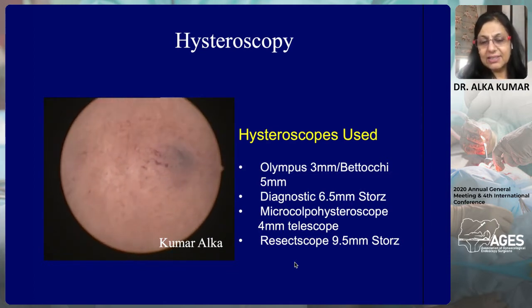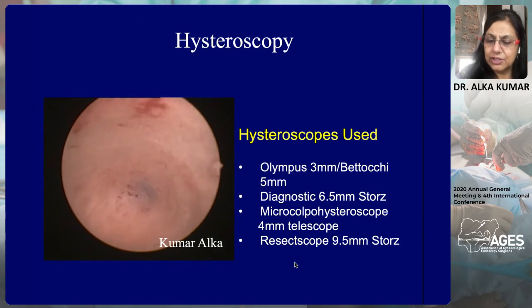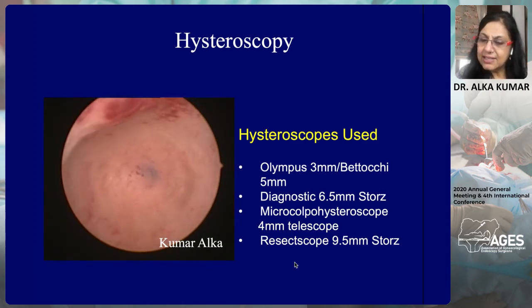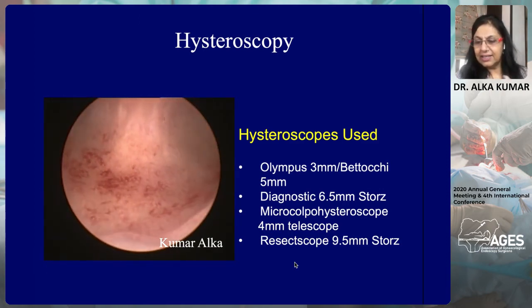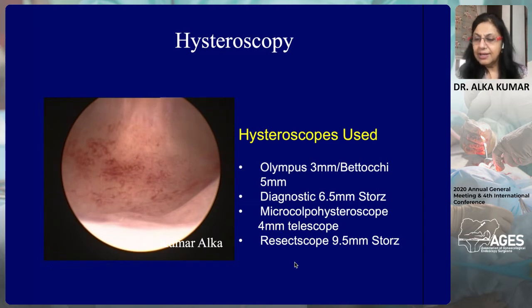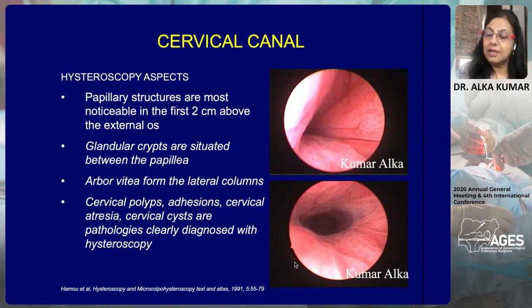It becomes very important to go closer to the tubal ostia at the cornu and look at them. The images that you're going to see in my presentation from here on have been taken with 3 mm, 5 mm, and 6.5 mm telescopes, and also the resectoscope.